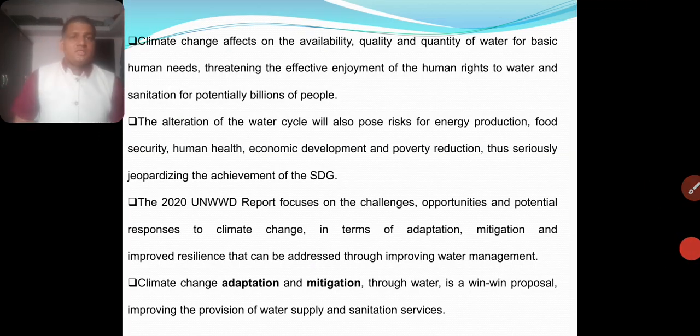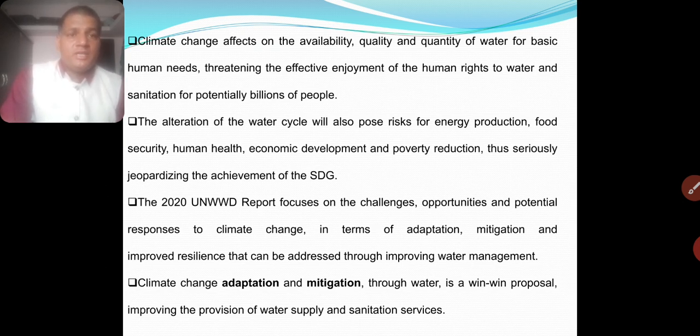So, of course, in this particular problem, climate change is also contributing. Climate change is also affecting the resources. So how is it? It affects the availability. Whatever resources are there are affected due to this climate change. It is also affecting the quality and quantity of water. This is due to the basic human needs, and it is threatening the effective enjoyment of the human rights to water and sanitation for potentially billions of people.